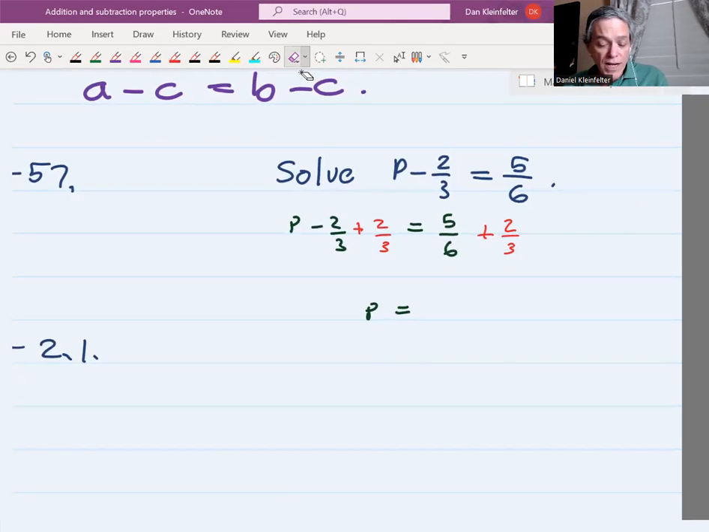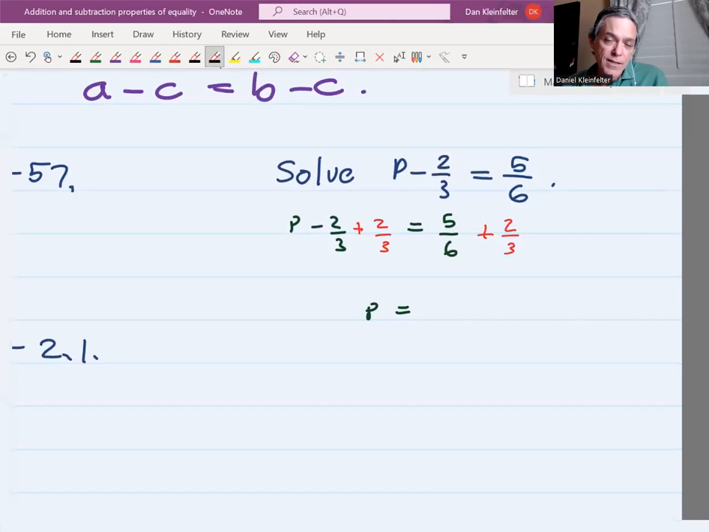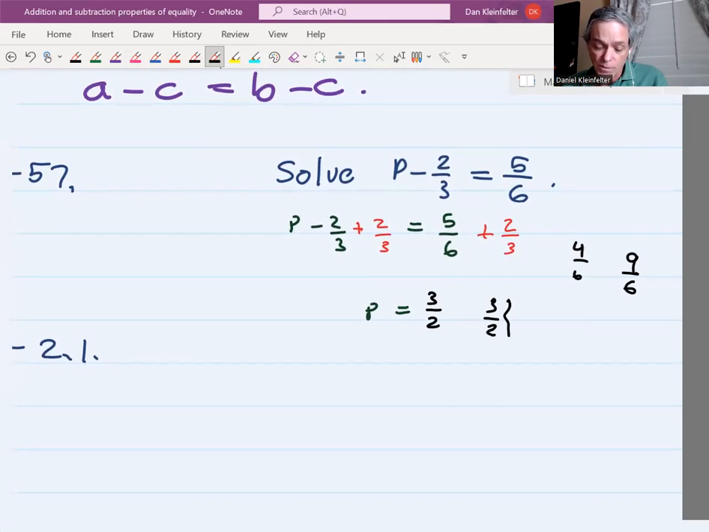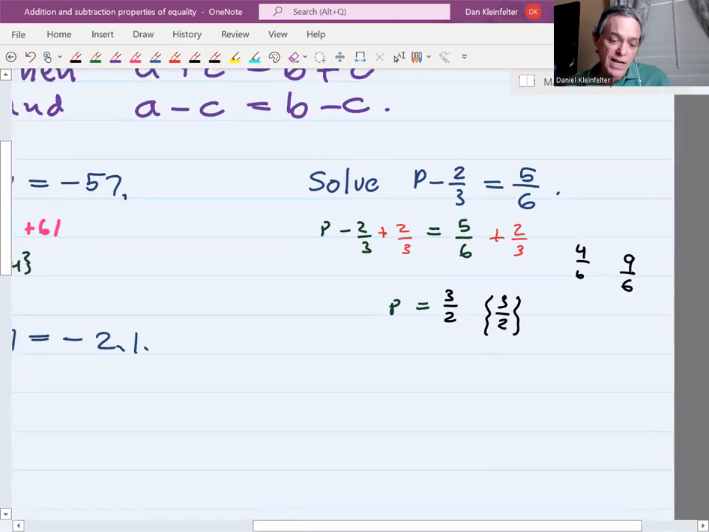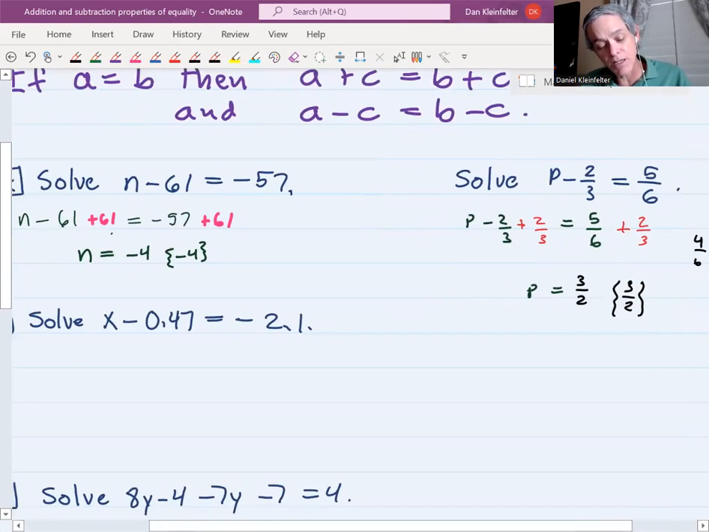This will leave us negative 2/3 plus 2/3 is 0, so the left side is just a p. And then we need 5/6 plus 2/3. Let's think on that for a minute. 2/3 is how many sixths? That's 4/6, right? 2/3 and 4/6 are the same. 5/6 plus 4/6 makes 9/6, and 9/6 simplifies to 3/2. So 3/2 is our solution. Remember, if you like, you can always replace the p with 3/2 in that equation and calculate to make sure that it is true.